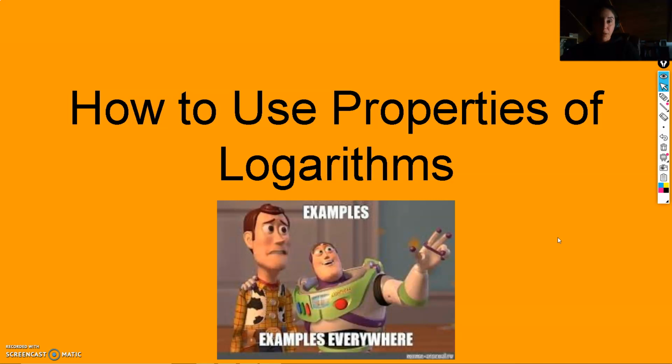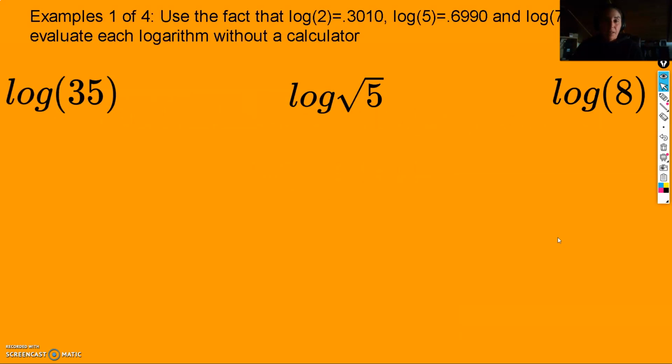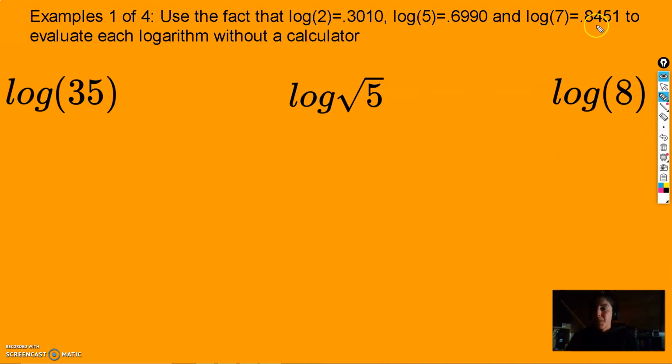In this video we're going to go through 12 examples using all the properties that we talked about in the last video. So first example here from my pen. This says use the fact that log of 2 is 0.3010, log of 5 is 0.6990, and log of 7 is 0.8451 to evaluate each logarithm without a calculator. The goal here is to break these up into one of these three numbers, and then using this, try to figure out these.